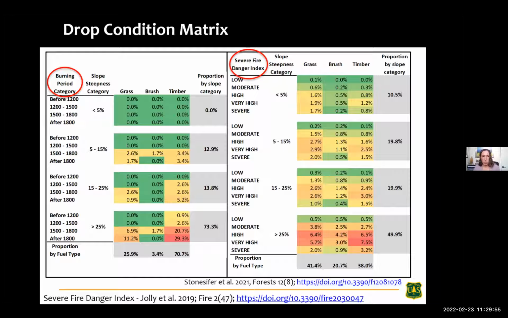So on the left, we show burning period category, and the drop location data are intersected with slope steepness, vegetation type, and time of day, and populate this matrix to highlight those cells where more frequent activity is occurring. In this example, the cells that are red are the highest proportions, and we see that most drops occur in the steepest slope category, and late in the day in timber fuel models.